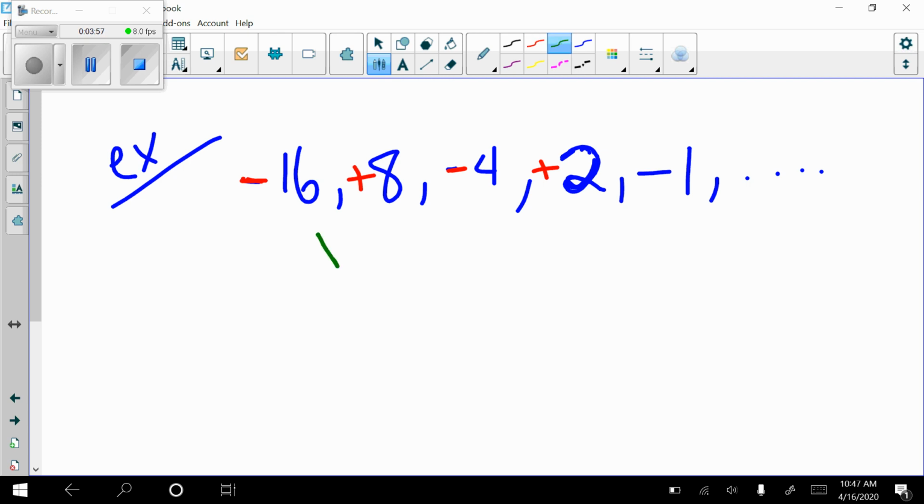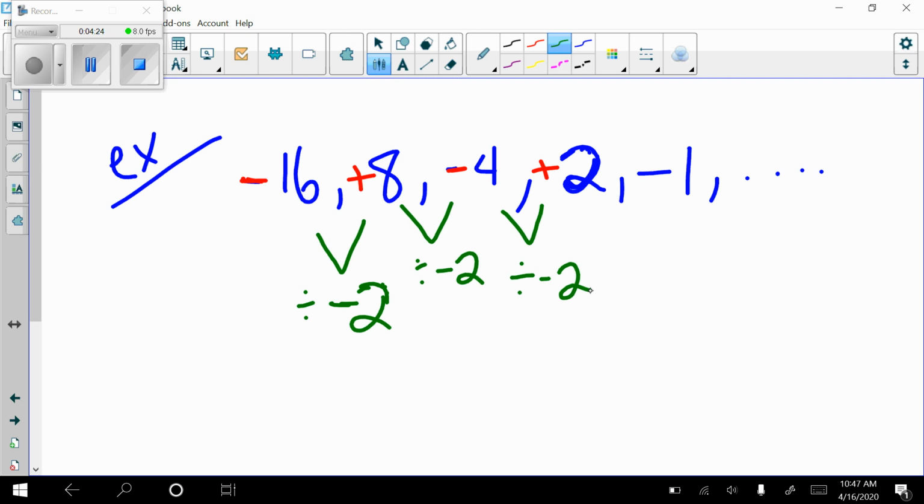For this sequence, going from 16 to 8, you're dividing by 2. But because the signs are changing, it is going to be a -2. So it's -16 divided by -2 is +8. Then do the same thing. It's +8 divided by -2 gives you -4. And then -4 divided by -2 is +2. So for this one, going to the next number in the list, we're dividing by -2.